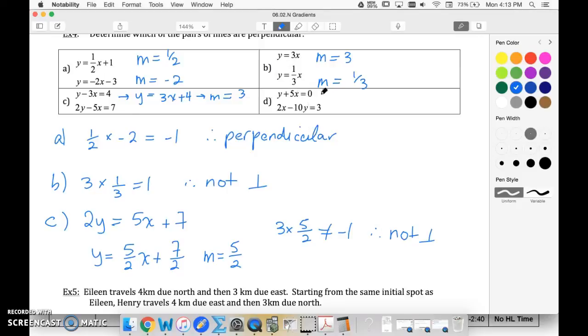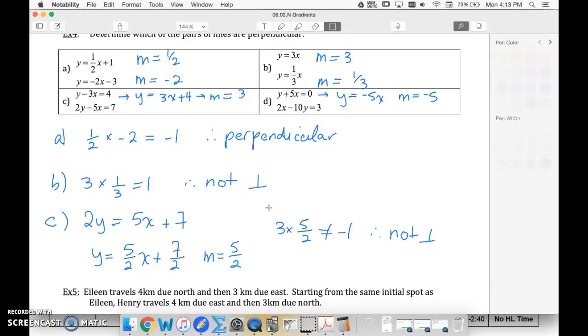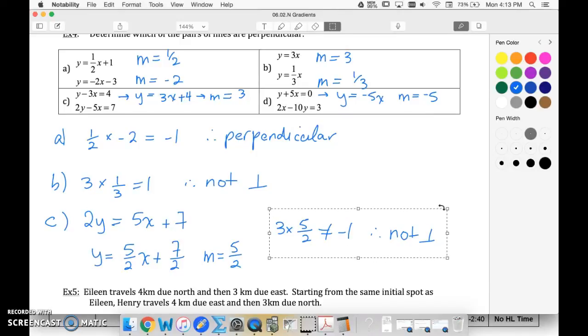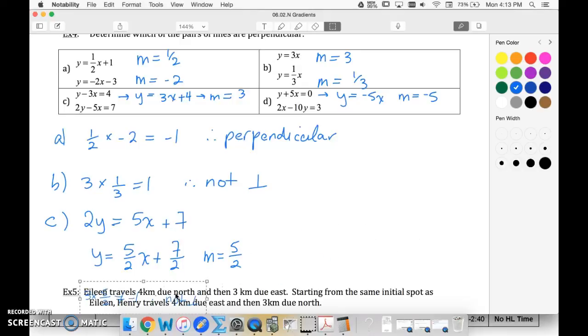Over here, I can easily move this one to say y is equal to -5x. So my slope for that line must be -5. This one's going to take a bit more work, so let's go ahead and do that. I'm going to move this one down to here. All right, so D.